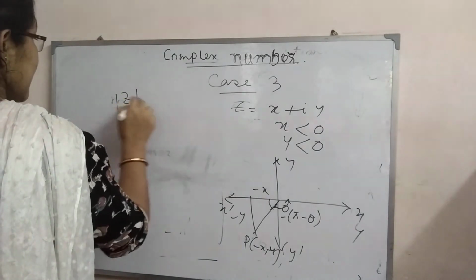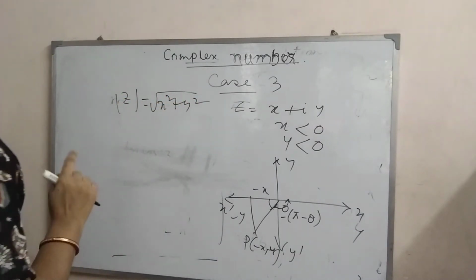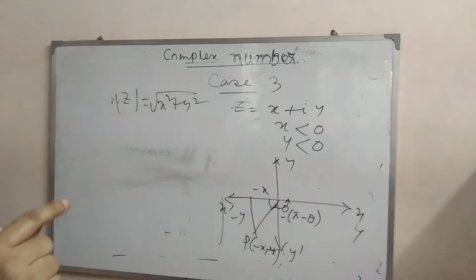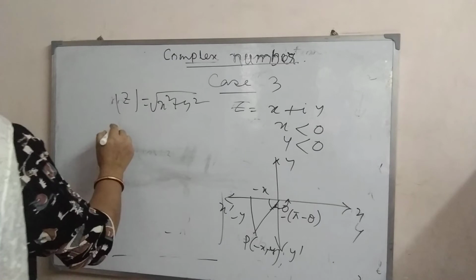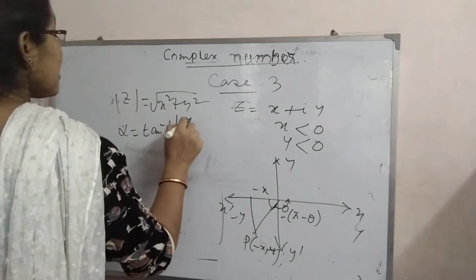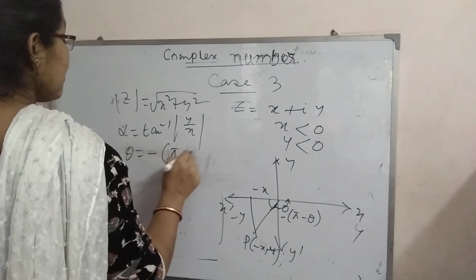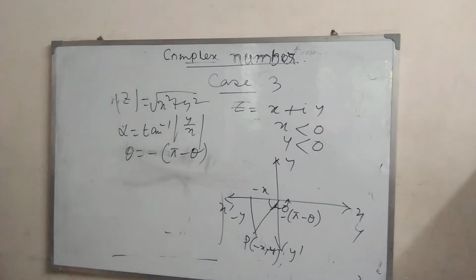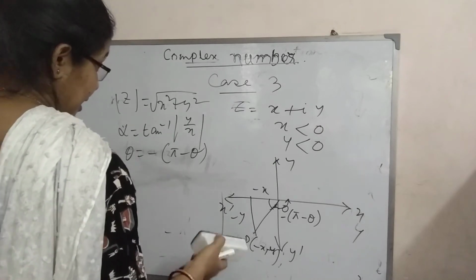Here mod z equals root over x square plus y square, and theta is the amplitude of z, or argument of z. Similarly, alpha equals tan inverse of mod y by x, and theta equals minus pi minus alpha. If theta lies between, then P lies in the third quadrant.